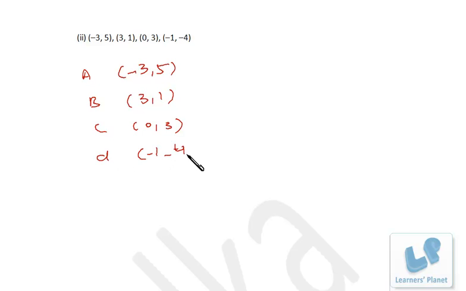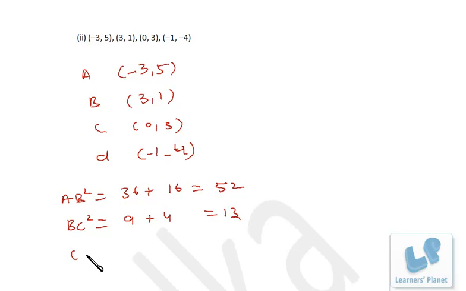Now similarly we see this here, A minus 3, 5, B 3, 1, C 0, 3, and D minus 1, minus 4. So calculate AB square, that is minus 3 minus 3 square, that is 36, plus 5 minus 1, 4 square, that is 16. So that is 52, right? Similarly BC square, it's 9 plus 4, because 1 minus 3 whole square, that is 4, so that's 13. Now CD square is 1 plus... 3 plus 4, 7, that is 49, so that's 50. And AD square is equal to minus 3 minus of minus 1, that is minus 3 plus 1... that is 4, plus 5 plus 4 square, that is 81.